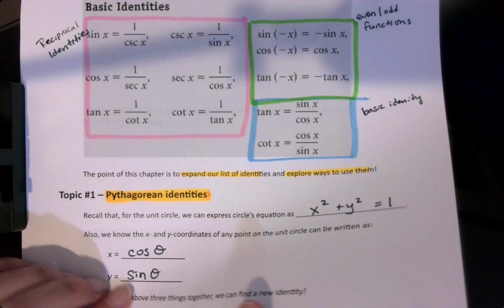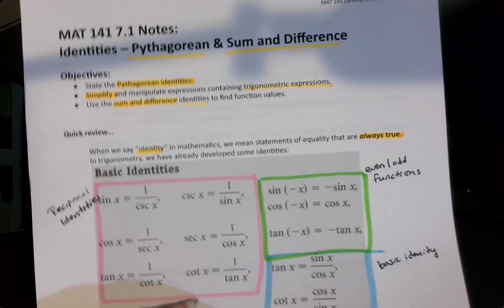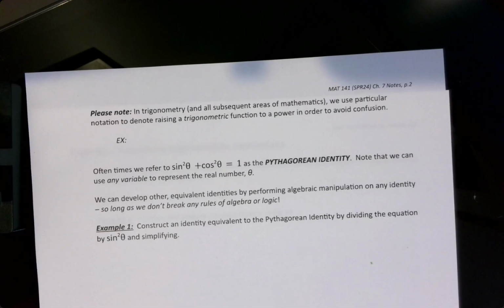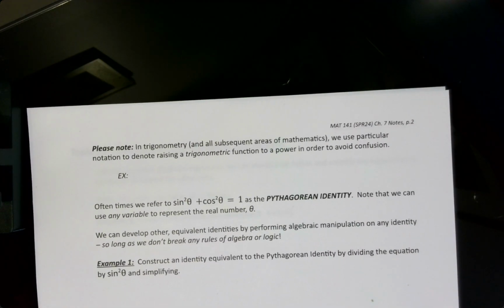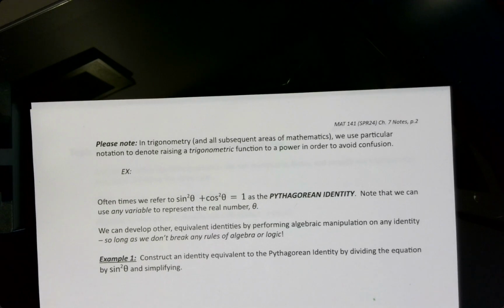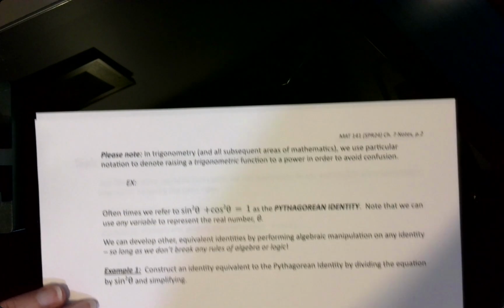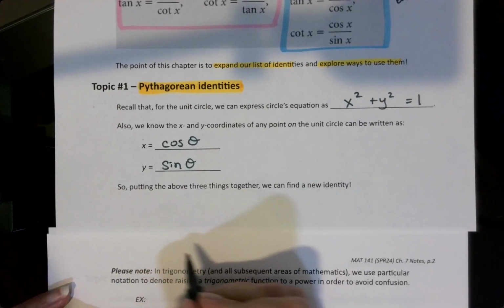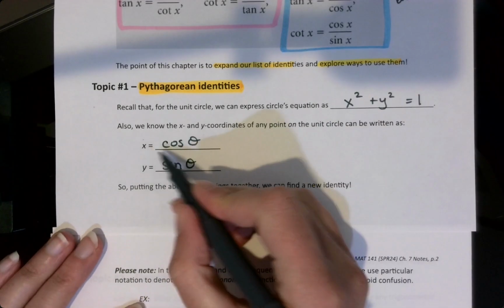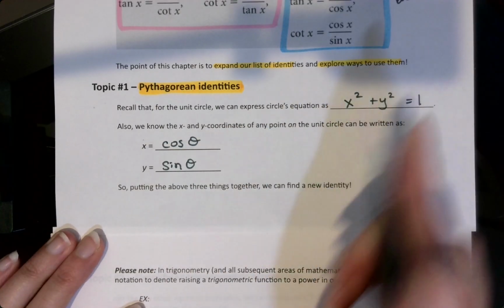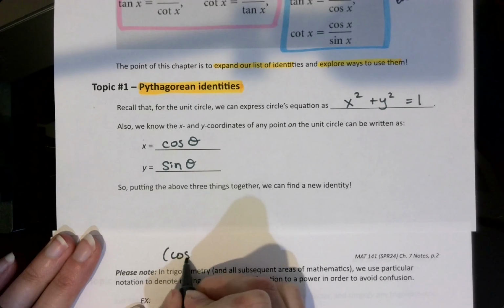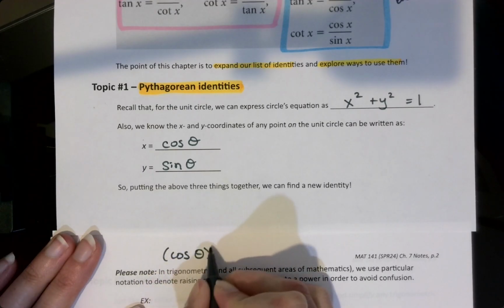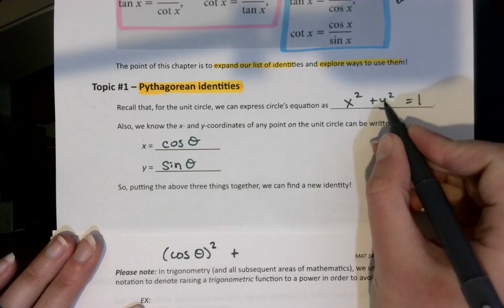Please note in trigonometry and all subsequent areas of math, we use particular notation when raising a trigonometric function to a power in order to avoid confusion. So, for example, we're going to put those things together to make the new identity. I'm going to write this here at the top of this next page. Since x is equal to cosine of theta, when I square that, I need to have cosine of theta squared plus y squared. Y is equal to sine theta, so I need to have sine of theta squared equals 1. So this is the new identity that we're talking about when we put these 2 together.